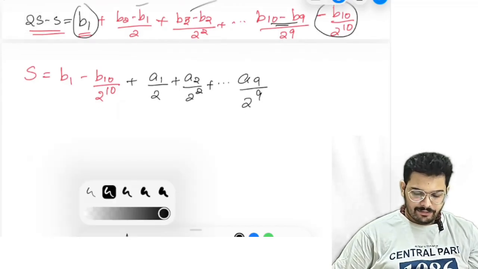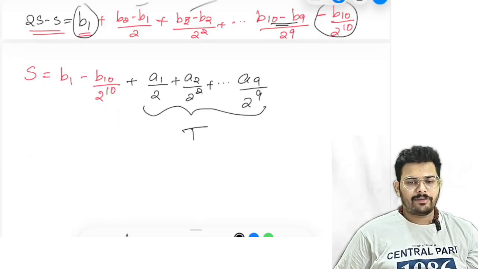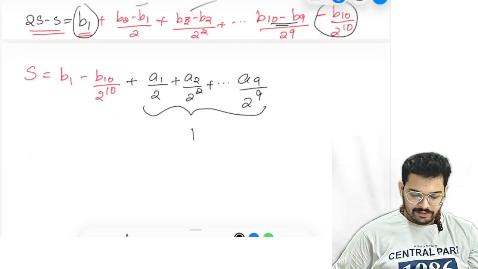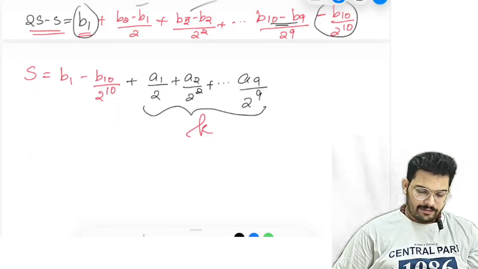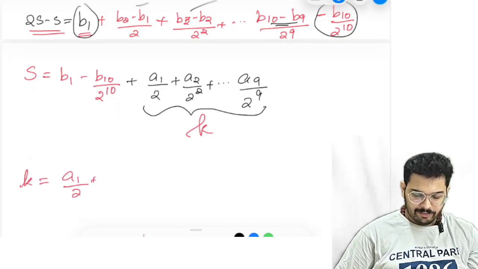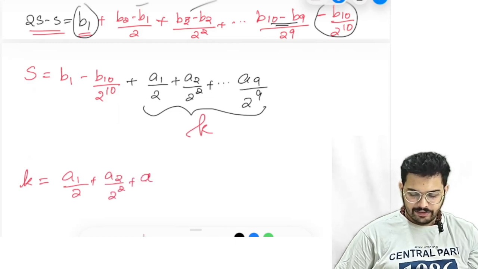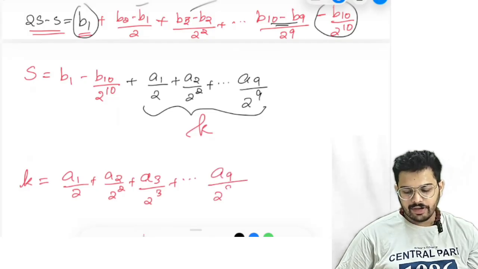Here we will be taking this series and calling it, t is already there, so let it be k. We are calling the series k. Now k will be equal to a1 by 2 plus a2 divided by 2 square plus a3 divided by 2 cube plus etc., a9 divided by 2 raised to 9.